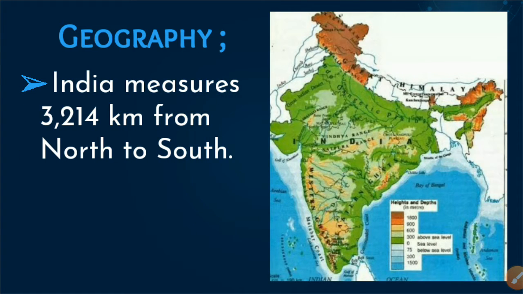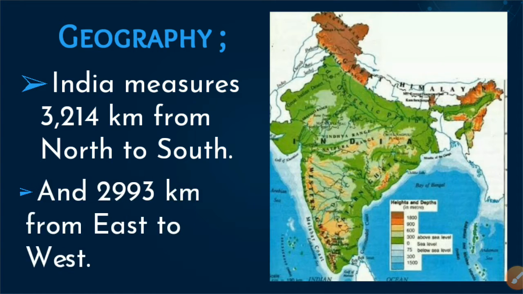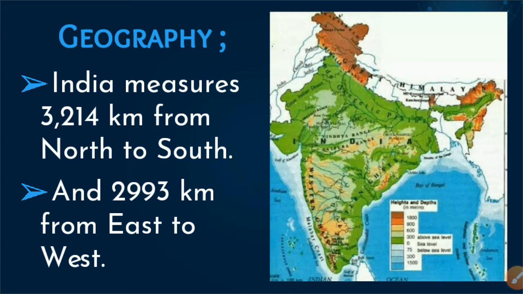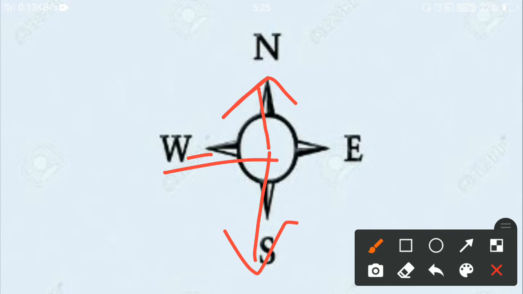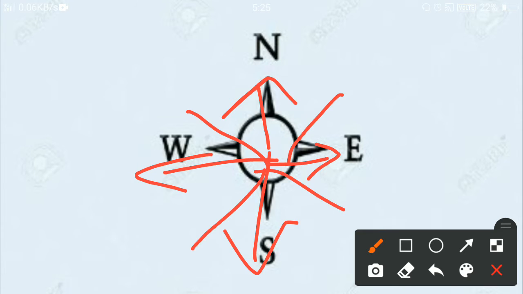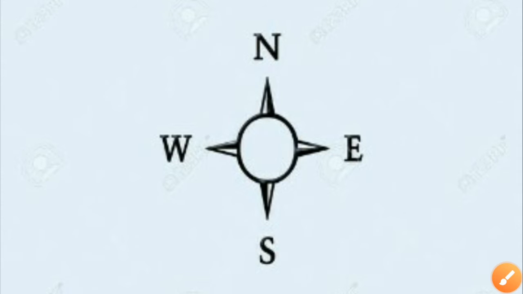India measures 3214 km from north to south and 2993 km from east to west. These are the directions. Here you can see north, always you have to see upside of any map. Downside is south, then west and east. In between these are the sub-directions: northwest, northeast, southwest, southeast. You have to follow these directions on any map.